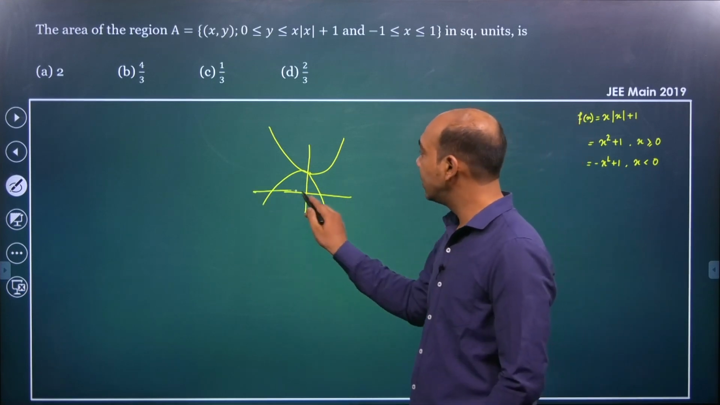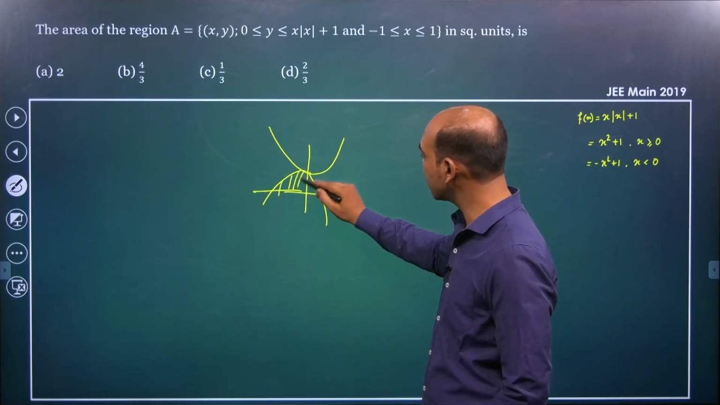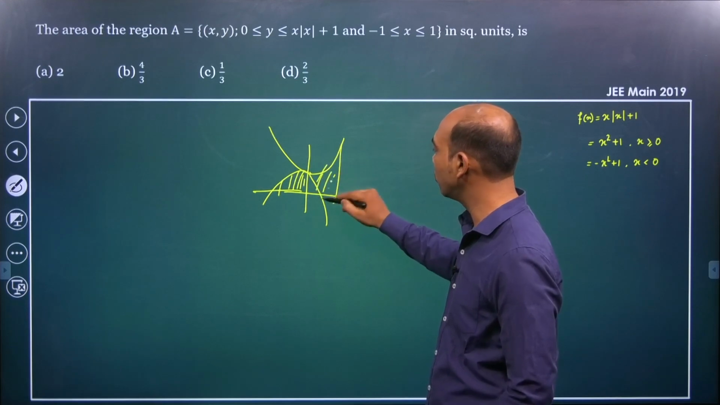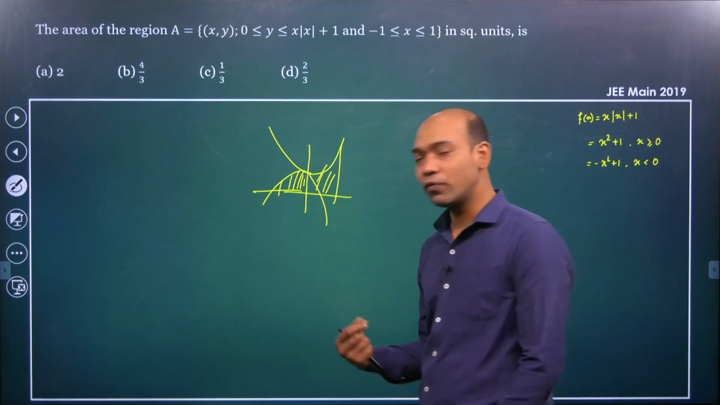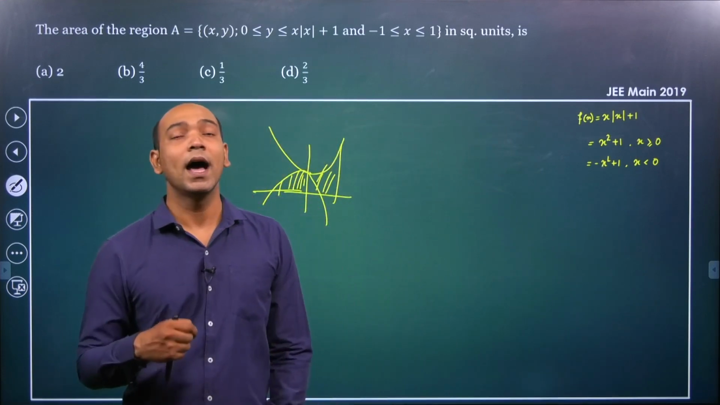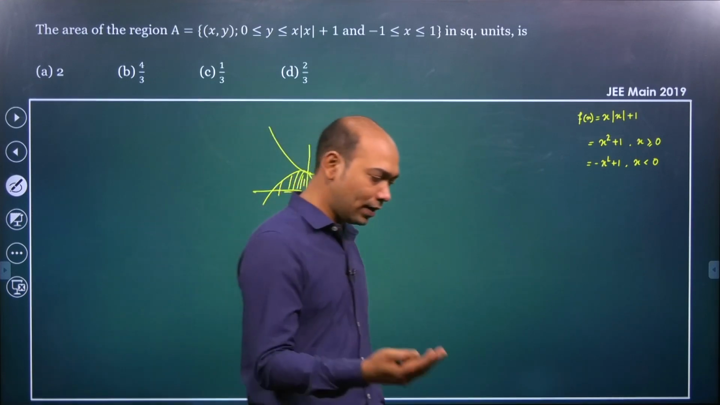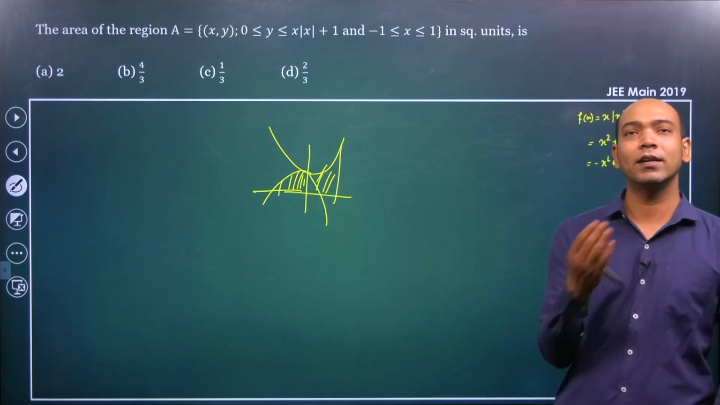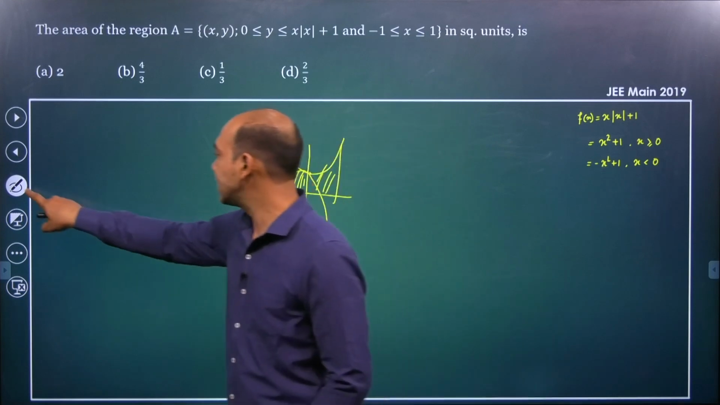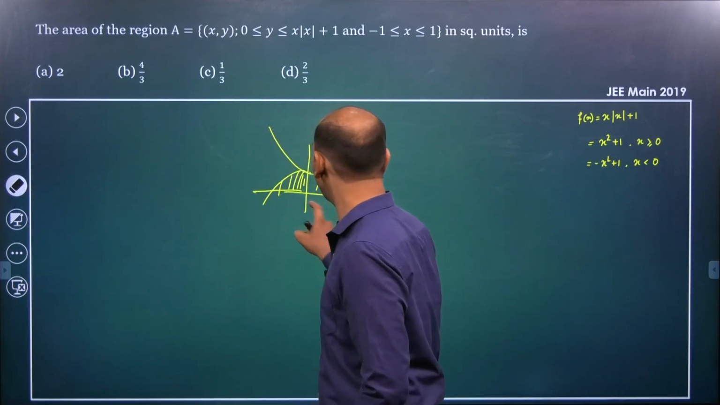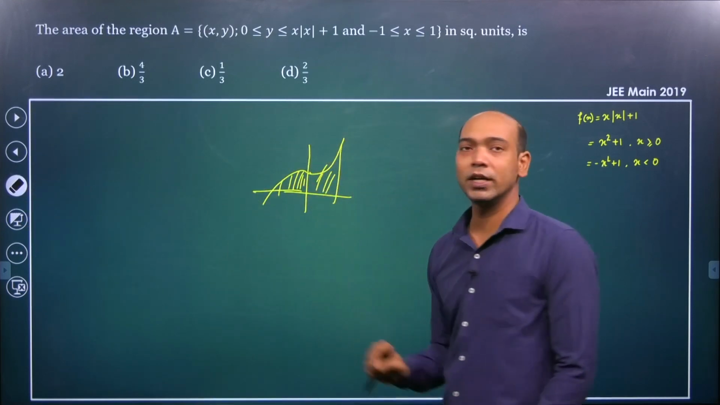Then they say it's the area, the shaded region between minus 1 and 1. That's the area we need to find out. Our main job is to identify the appropriate graph. Generally we can easily draw parabolas, hyperbolas and all that, so these are already known. So this is the shaded region.